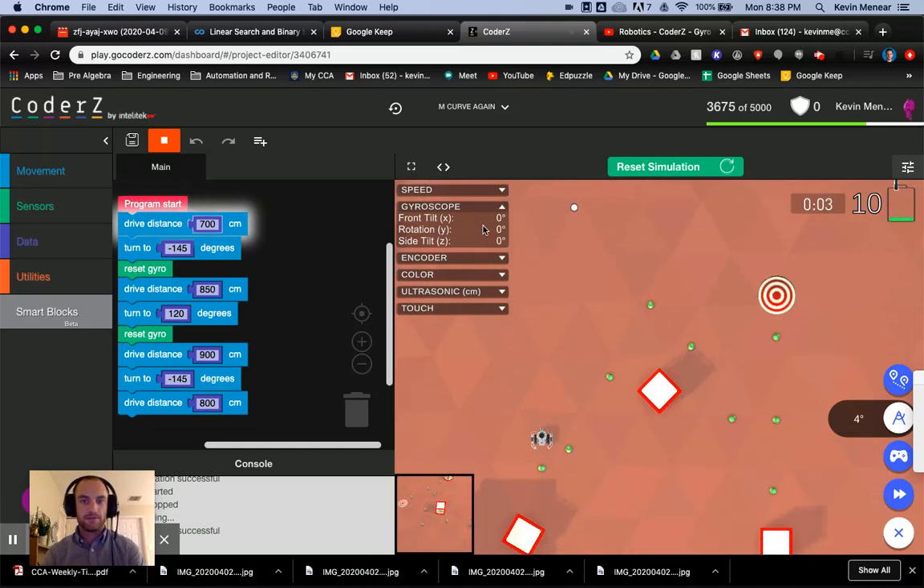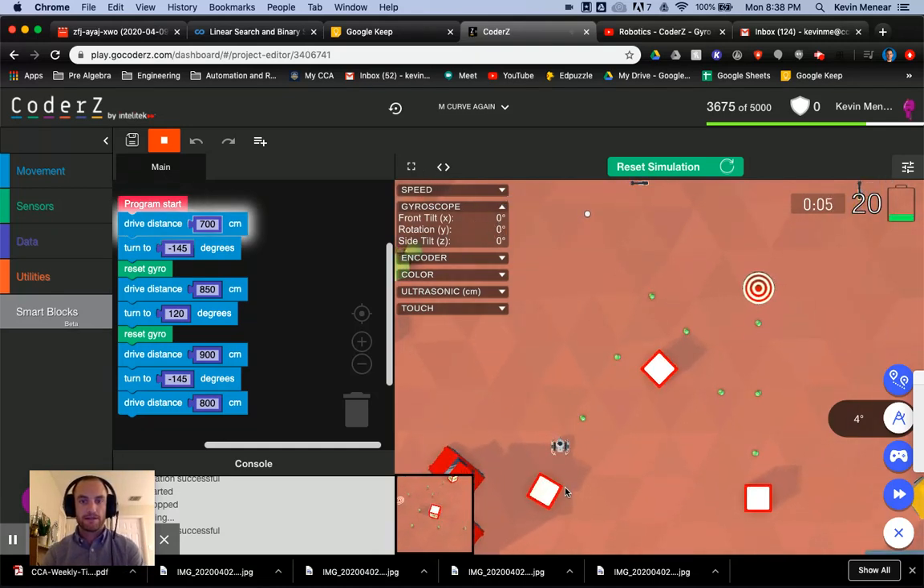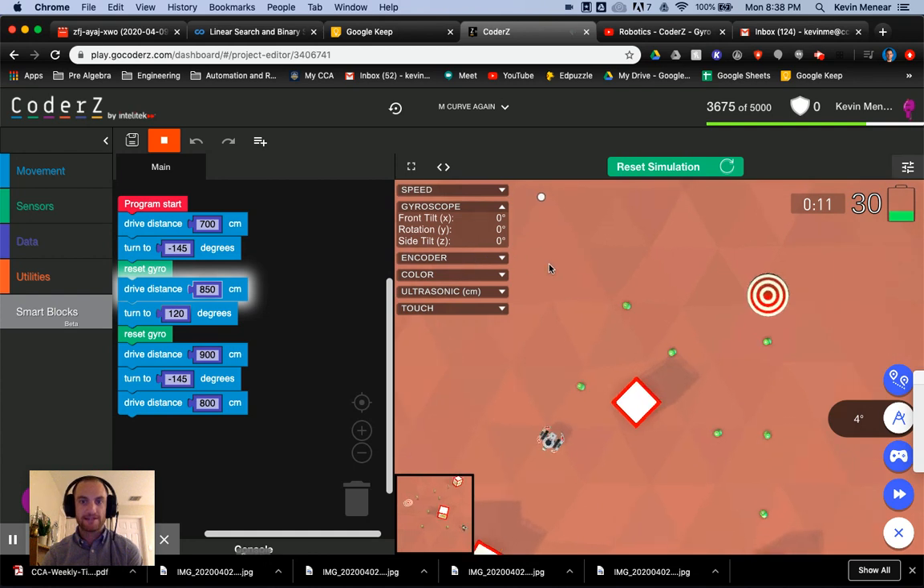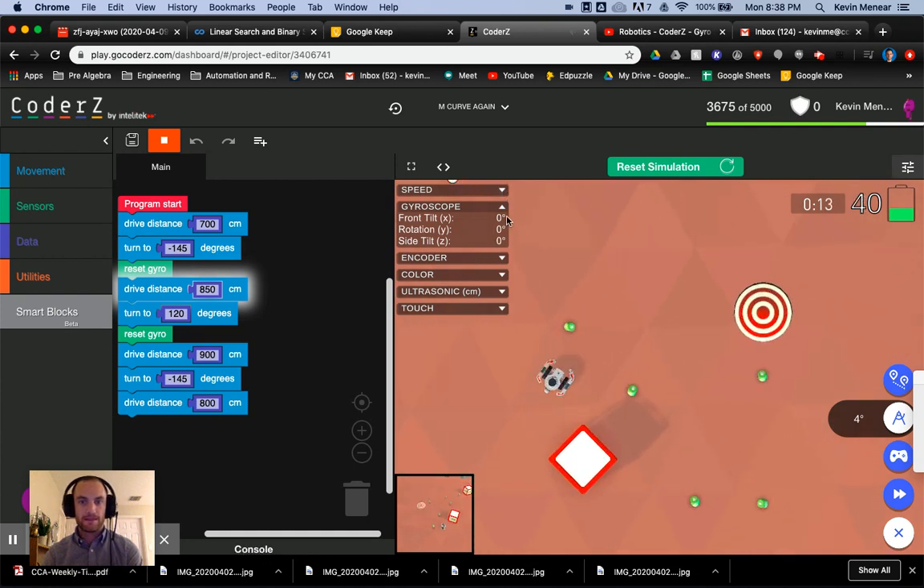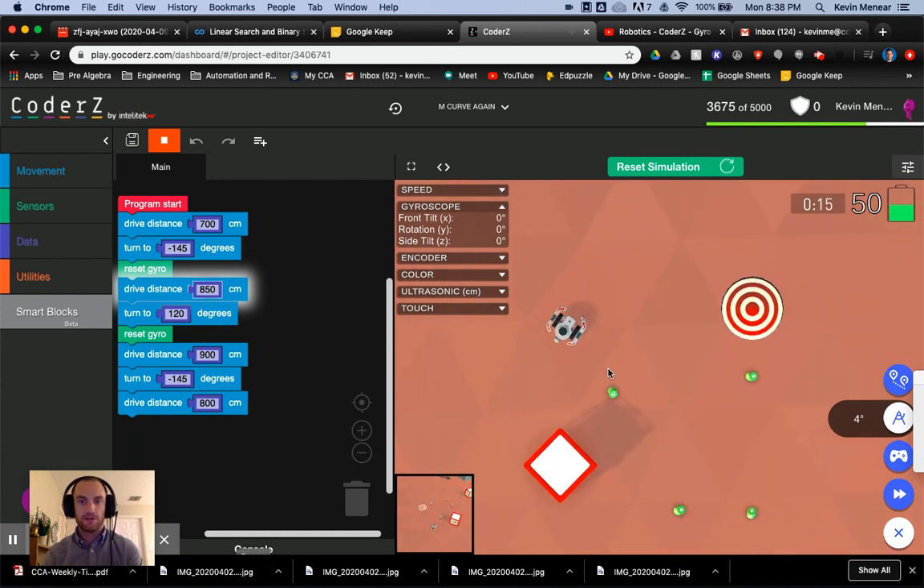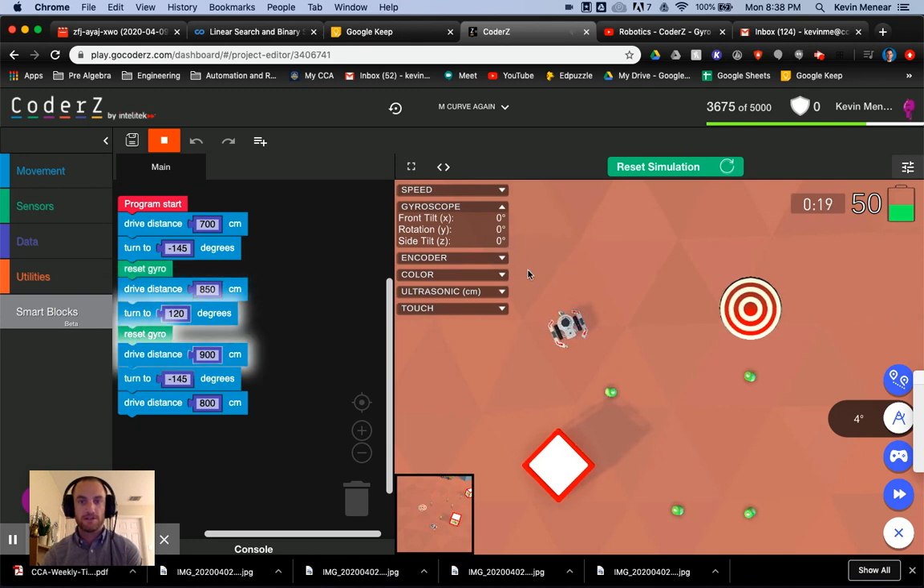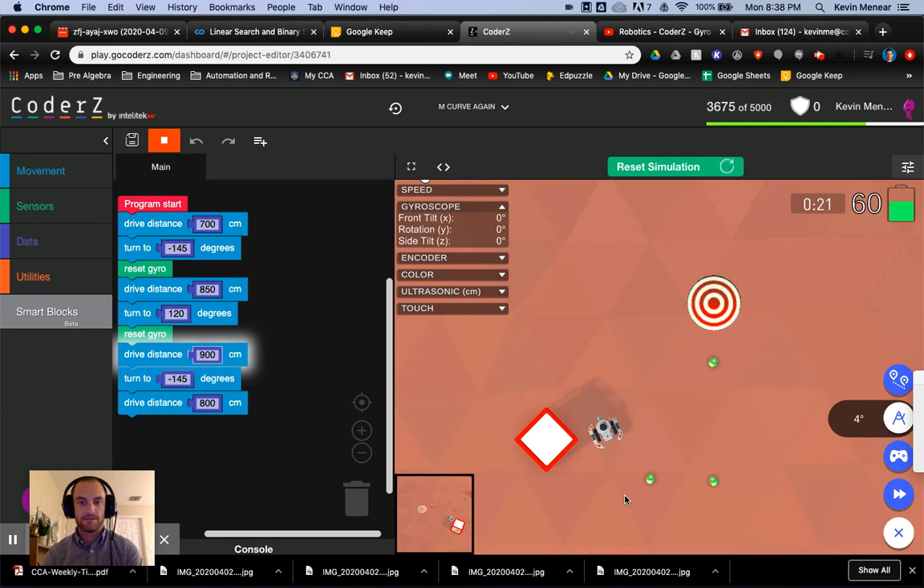So I go the same distance, counterclockwise turn, should get to negative 145. It does, and then it resets. Then I'm going, now it should go clockwise 120 degrees. So I do, and then it resets again, because once I've turned, I'm good.